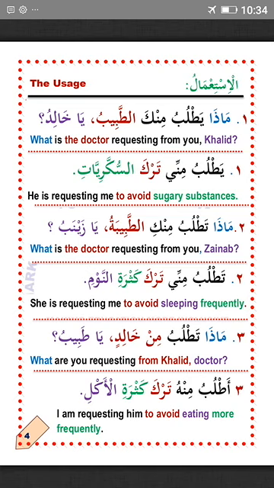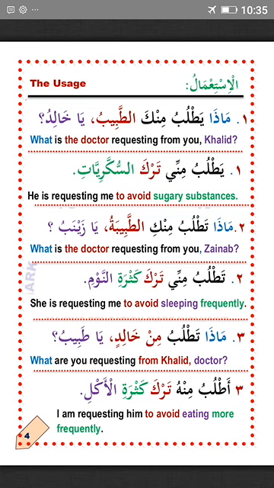Ithnan, number two. ماذا تطلب منك الطبيبة يا زينب؟ What is the female doctor requesting from you, Zainab? Know the answer. تطلب مني ترك كثرة النوم. She is requesting me ترك كثرة النوم, to avoid sleeping more frequently.